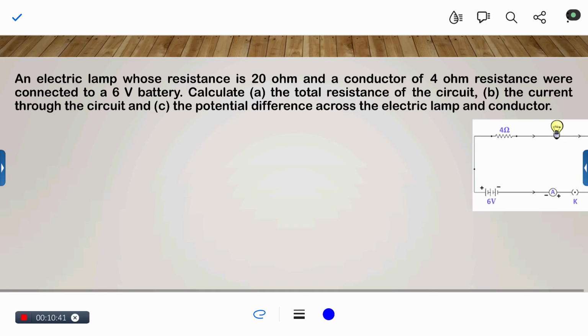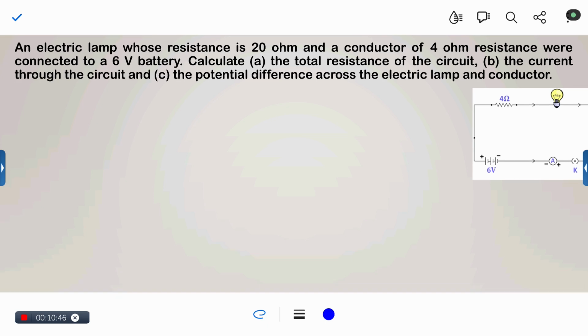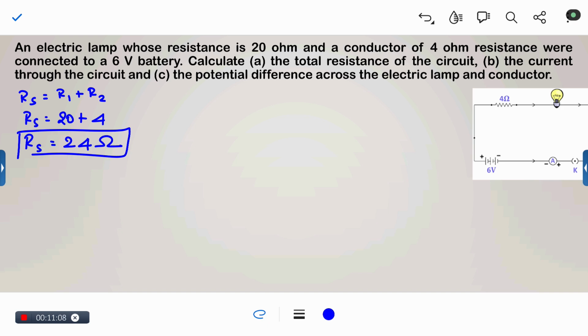Next, a question. Look at the circuit diagram. Is it a series or a parallel combination? Series. So what is the series formula? Rs equals R1 plus R2. So R is equal to 20 plus 4, which is 24. What is going to be the total resistance, net resistance, or equivalent resistance? All three mean the same. So the net resistance over here is 24 ohm.